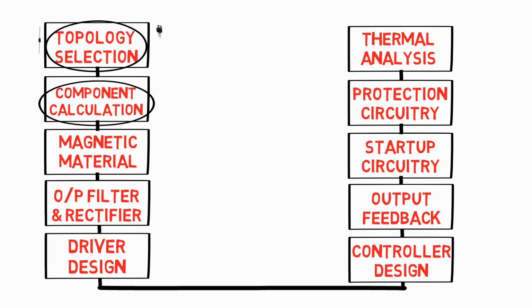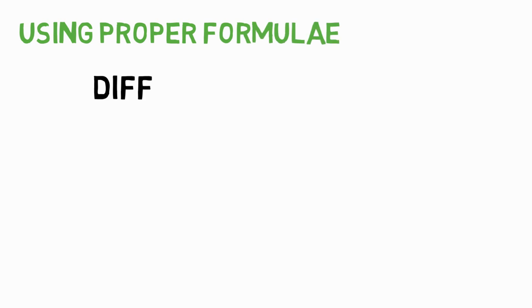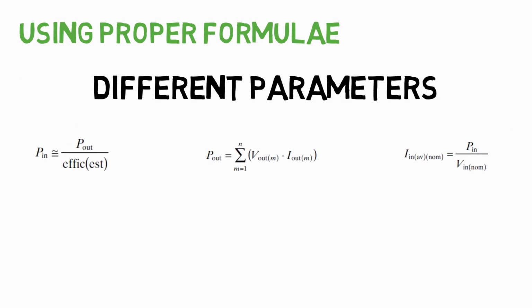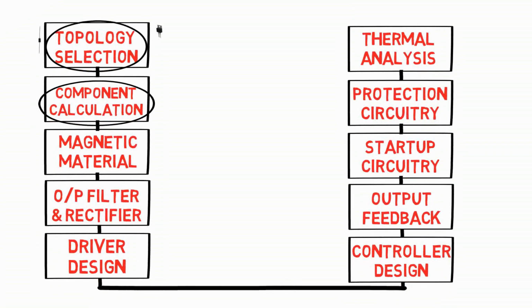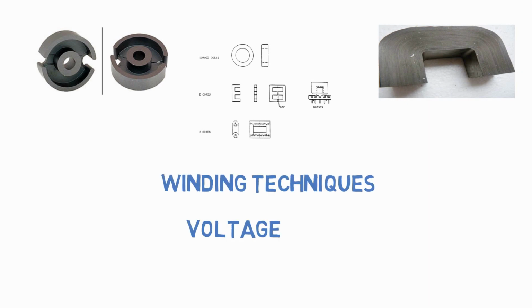Next step is black box calculation. This step contains all the necessary calculations, using proper formulae, for components which we need in respective converter topologies. There are different parameters like input power, output power, average input currents, and selecting power switches. We'll go through these steps in detail when we do the full design of each topology in further videos. Next step contains design of magnetic elements. Magnetic elements are the backbone of SMPS. It includes the appropriate core selection, styles and size of core, winding techniques, voltage spikes calculation, and settling time of the converter.